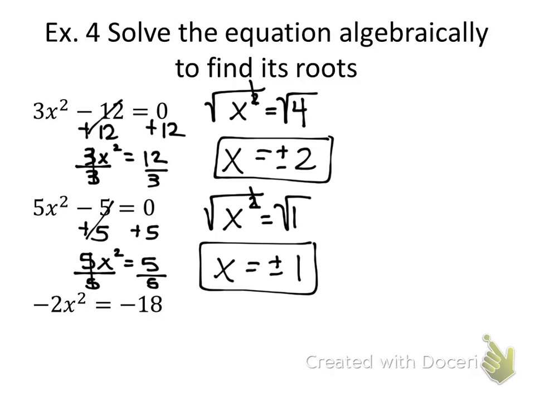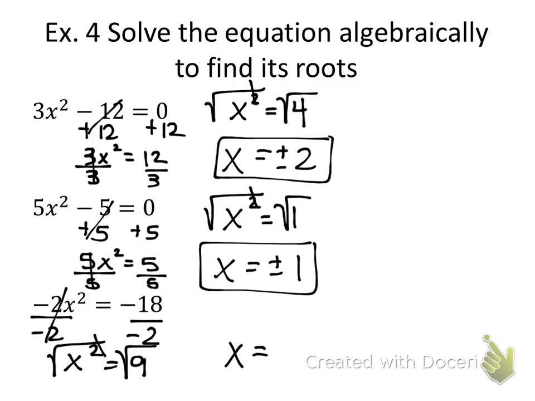All right, Ashley, what would I do now? Divide by negative 2. Good job, Ashley. X squared is equal to 9. So now I'm going to do the square root. And what does x equal? 3. Can I just say 3? Positive negative 3. Very good. Okay? So that's how we solve the equation algebraically to find the roots. All right, and that's everything for 9.5.